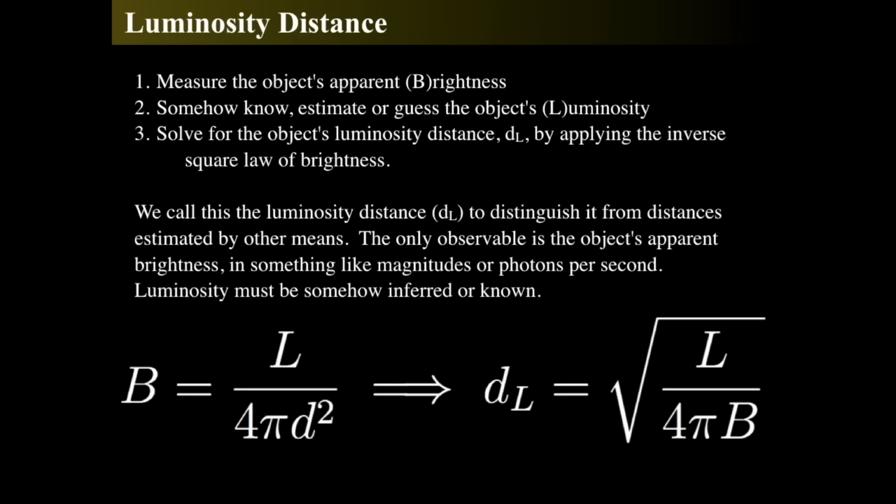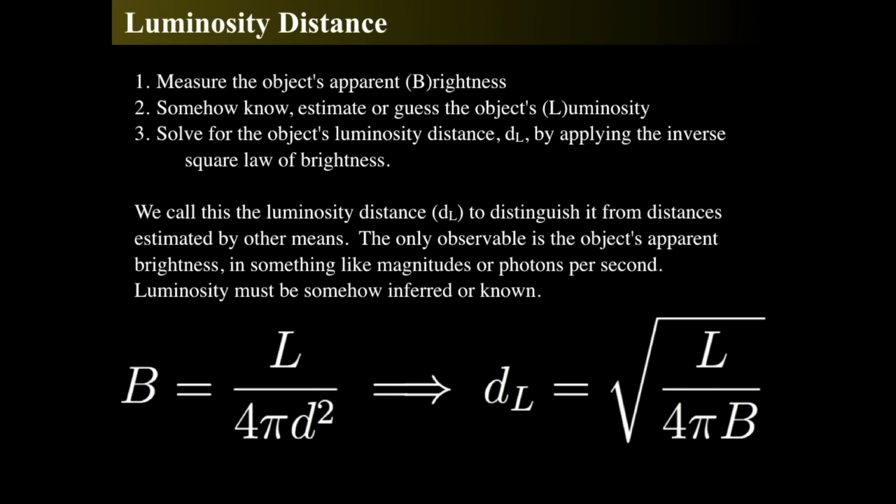All right, so we're going to define a new kind of distance that is secondary to parallax distance, because parallax is the only geometric way of knowing things. It's the only direct measurement of distance, and that's why Gaia was such an important mission. But the luminosity distance is just as important.